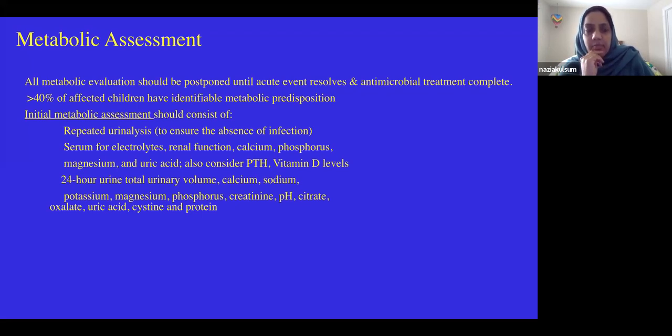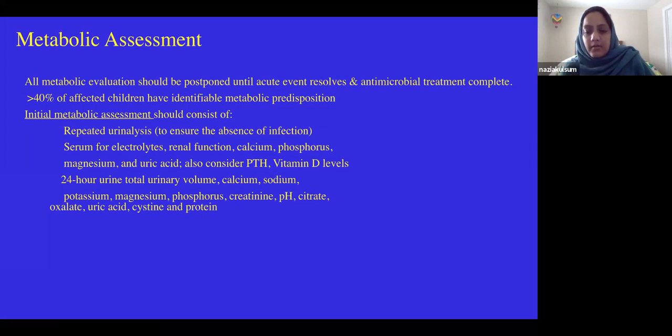And then next would be to do a 24-hour urine collection. In the 24-hour urine collection, the things that you will order are total urine volume. You want to know how much volume of urine there was. And then measure all the things that cause kidney stones: your calcium, sodium, potassium, magnesium, phosphorus, creatinine, pH, citrate, oxalate, uric acid, cysteine, and protein.